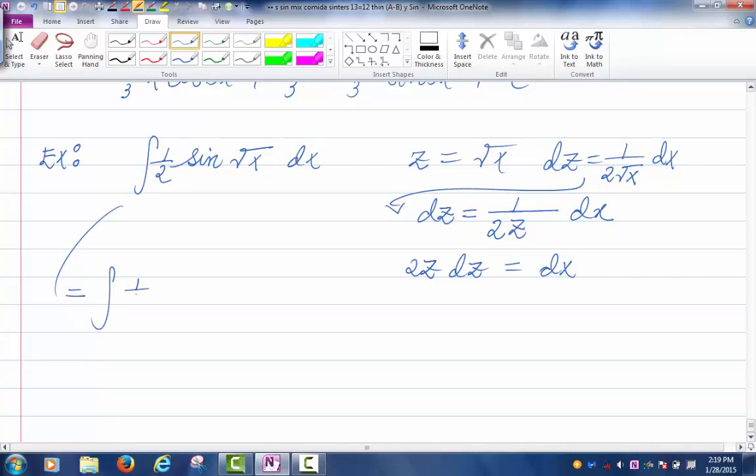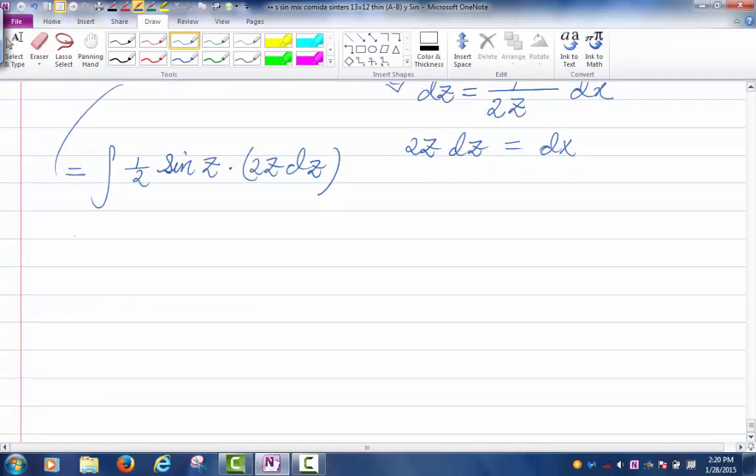I have the integral of half sine root x. Let root x be z, and dx would be what? 2z dz. And the reason I put that half there intentionally is so that my expression looks nice. So this would be sine z times sine z dz. Z sine z, that's the same as x sine x, right? So basically we know how to deal with this by using integration by parts.